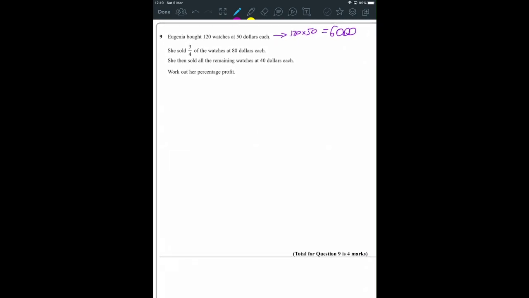We sold 3/4 at $80 each. So you've got 3/4 of 120, which is 90. So we sold 90 watches at $80 each. That's going to give me 90 times 80 worth of income. So that's 7,200.